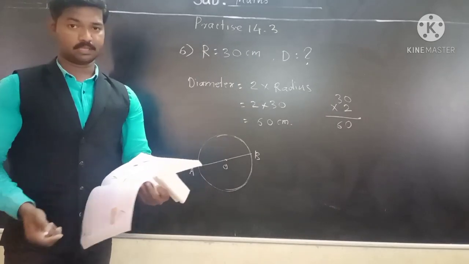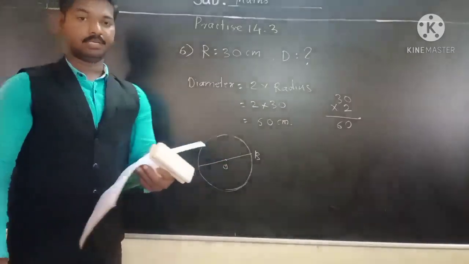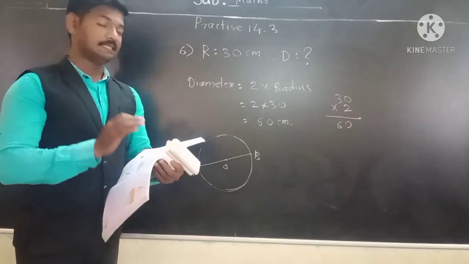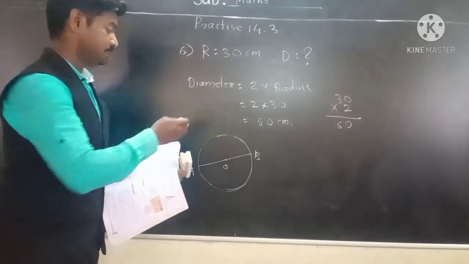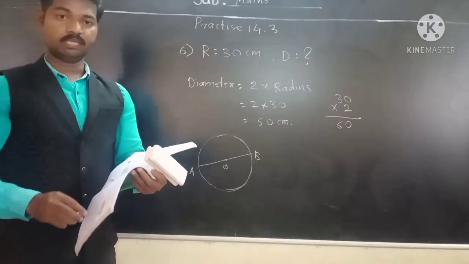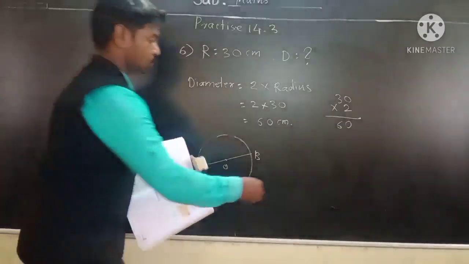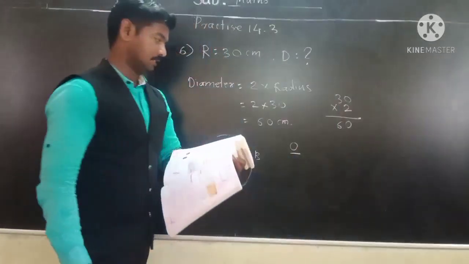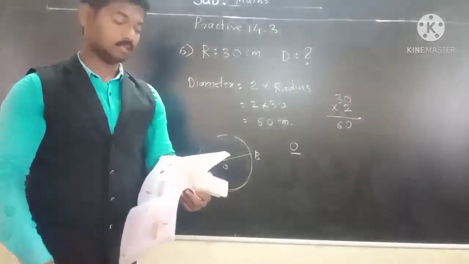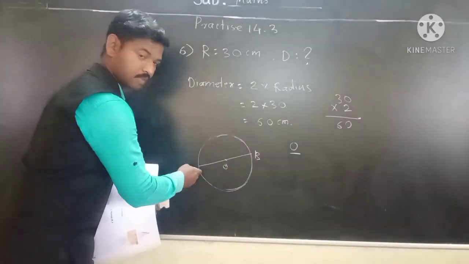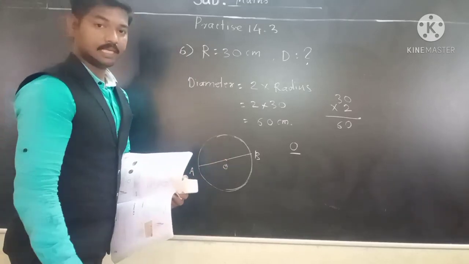Dash is the center of the circle. You will see O is midpoint and AB is diameter. Okay, and we know that diameter is the chord which passes through the center of the circle. So AB passes through O, which means O will be the center of the circle. So first you have to write O is center of the circle. Then OA is the dash of the circle.